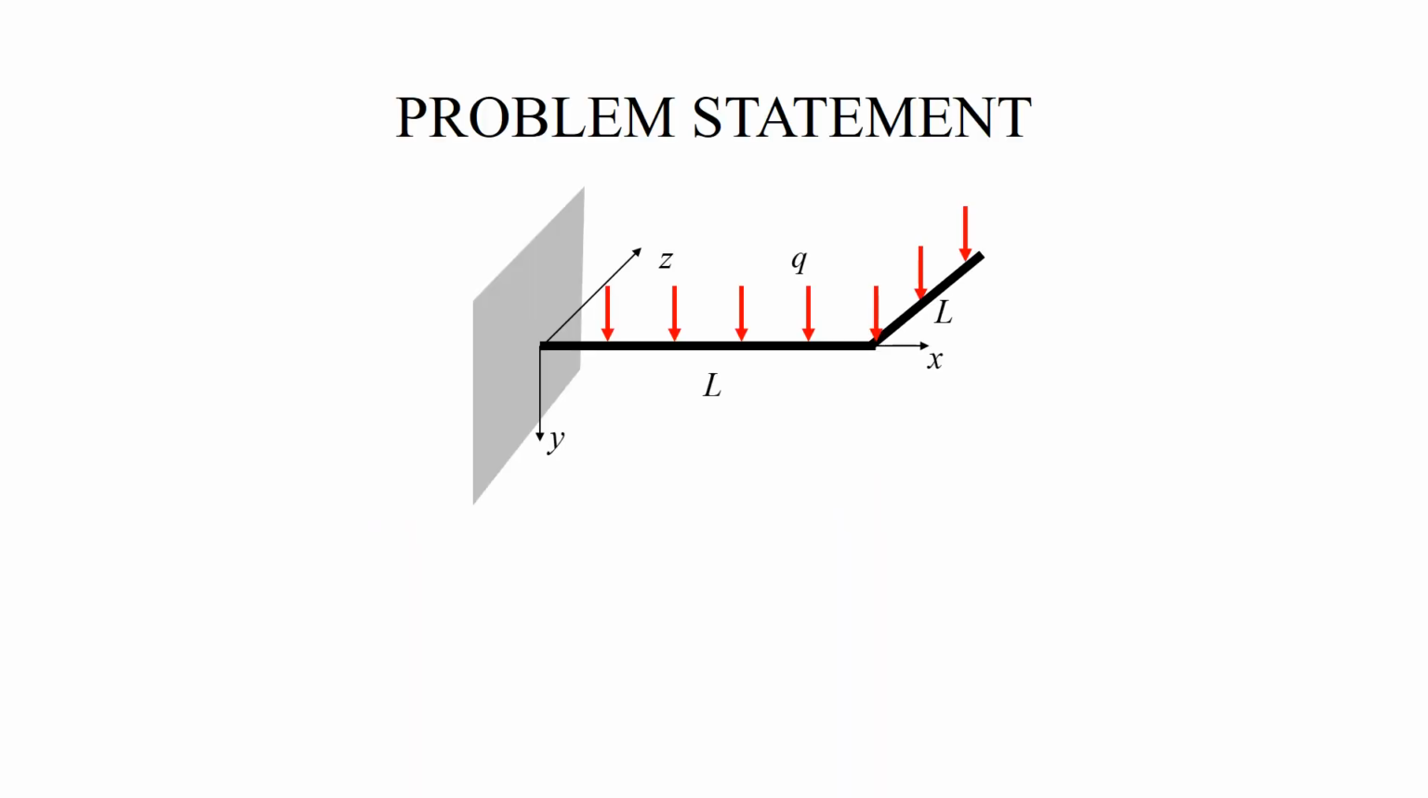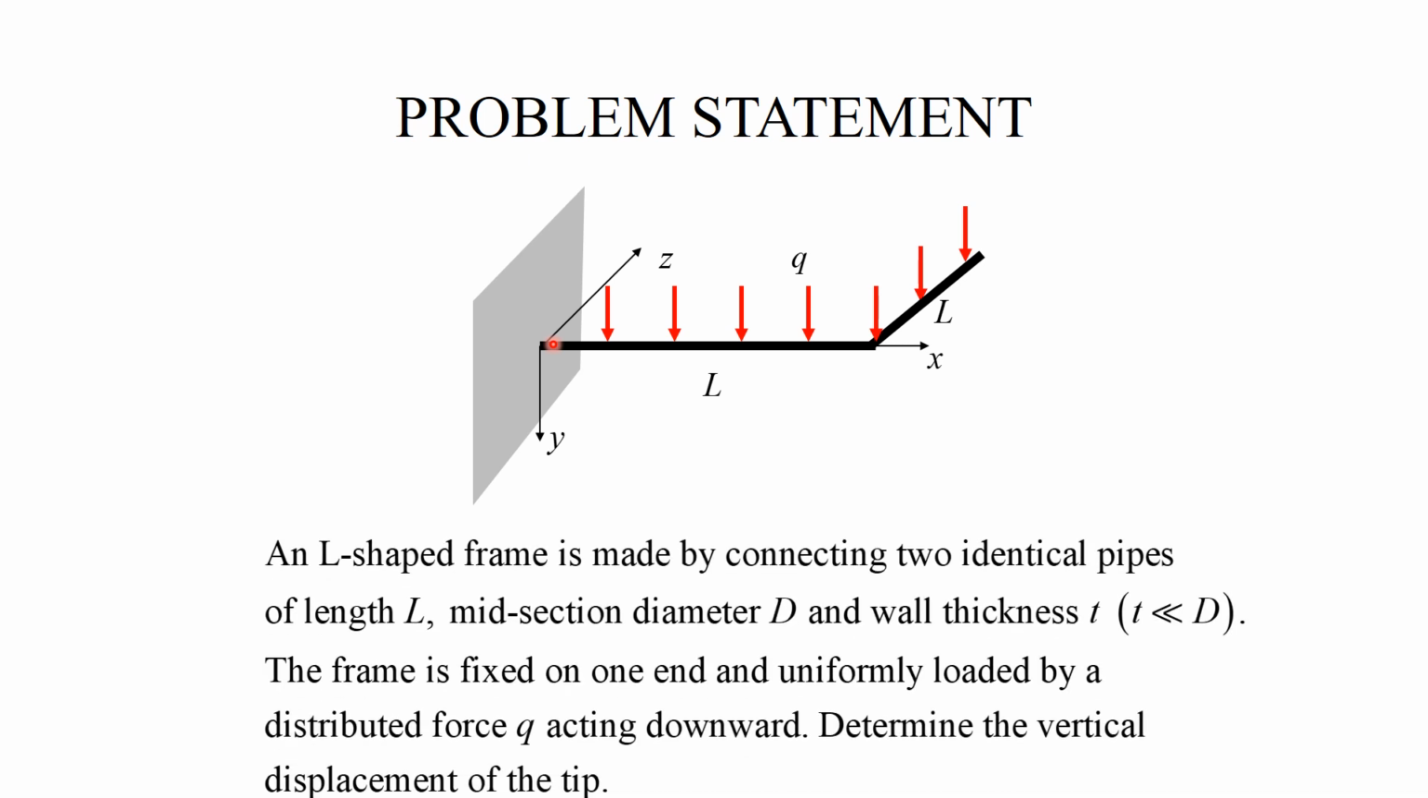So here's the picture of the beam. It is fixed at the wall, and we choose a coordinate system that is naturally aligned with the first bar, and the second bar is along the z-axis. The beam cross-section is a thin wall pipe, and our task is to determine the vertical displacement of the tip.